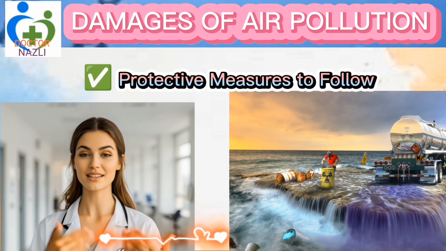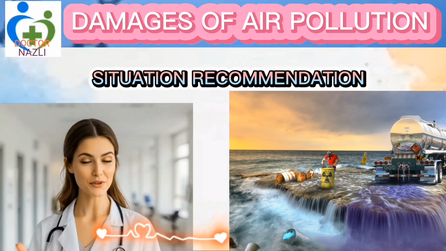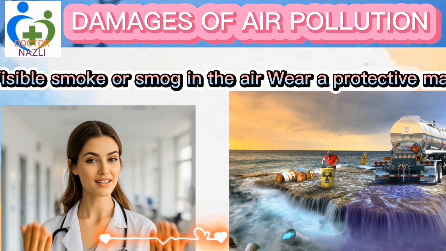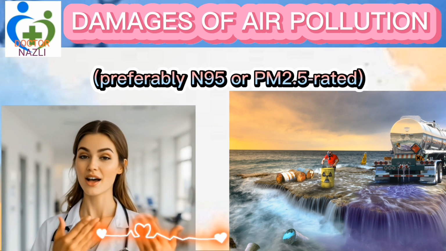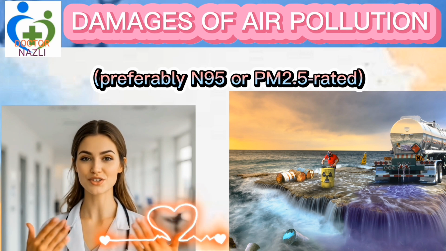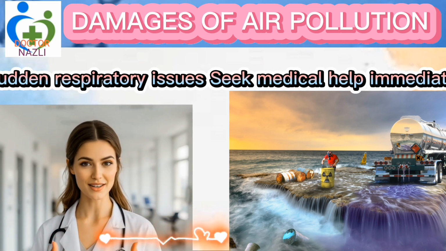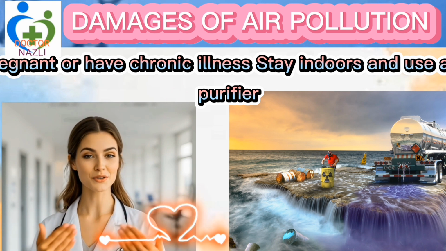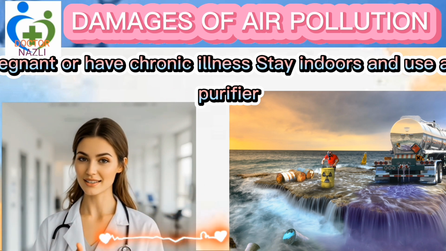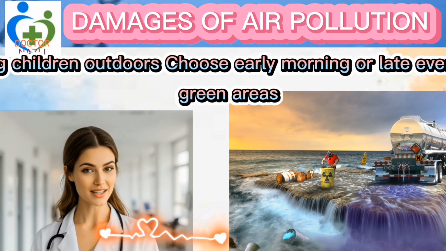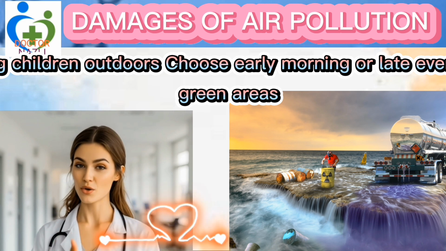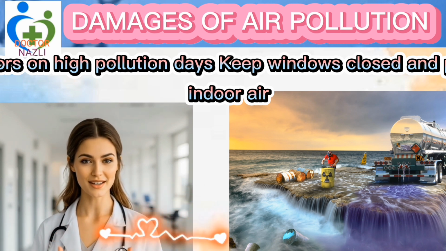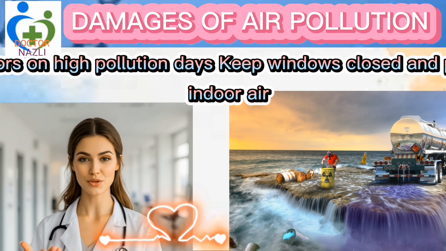Protective measures to follow. Situation, recommendation. Visible smoke or smog in the air: wear a protective mask, preferably N95 or PM2.5 rated. Sudden respiratory issues: seek medical help immediately. If pregnant or have chronic illness: stay indoors and use an air purifier. Taking children outdoors: choose early morning or late evening in green areas. Indoors on high pollution days: keep windows closed and purify indoor air.